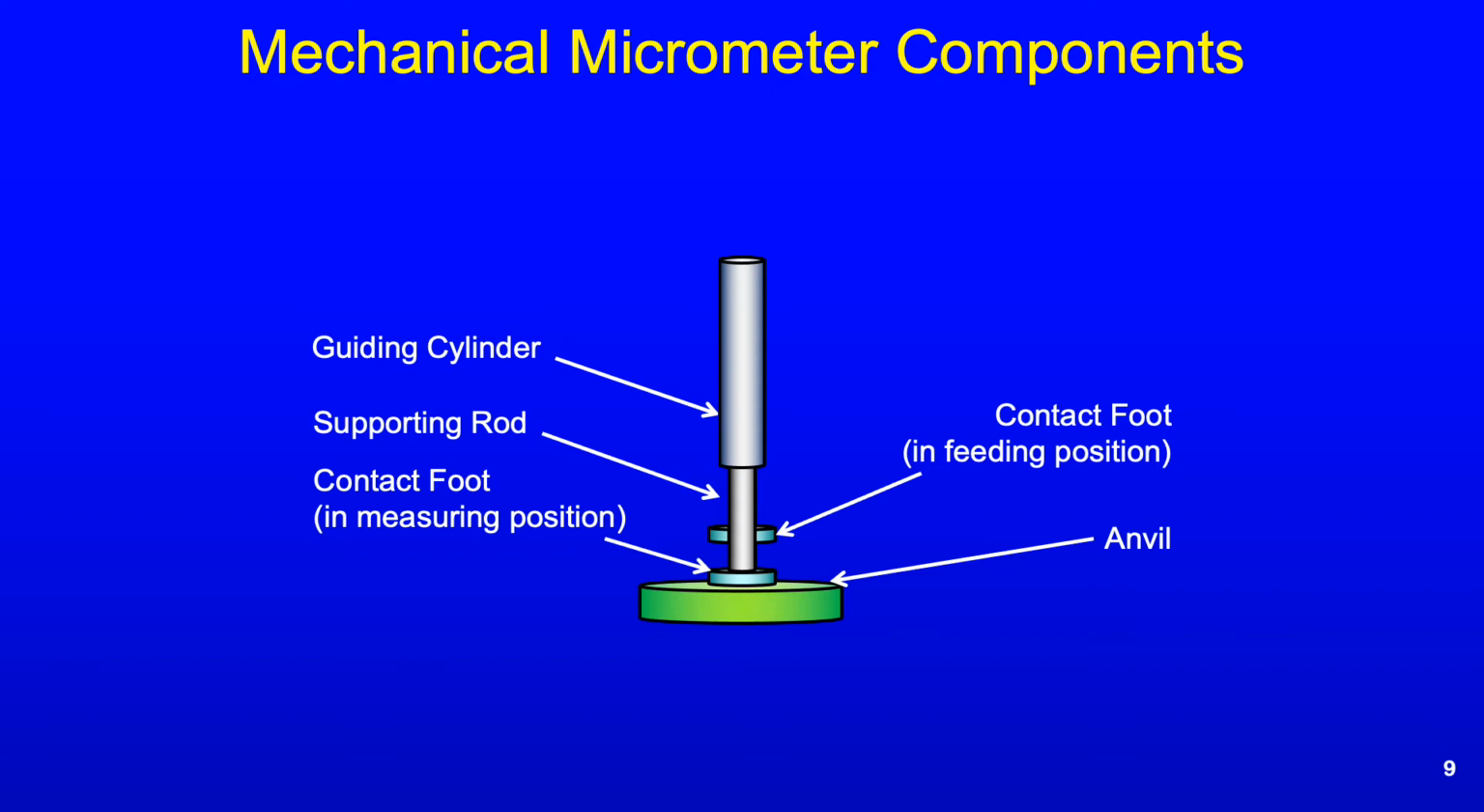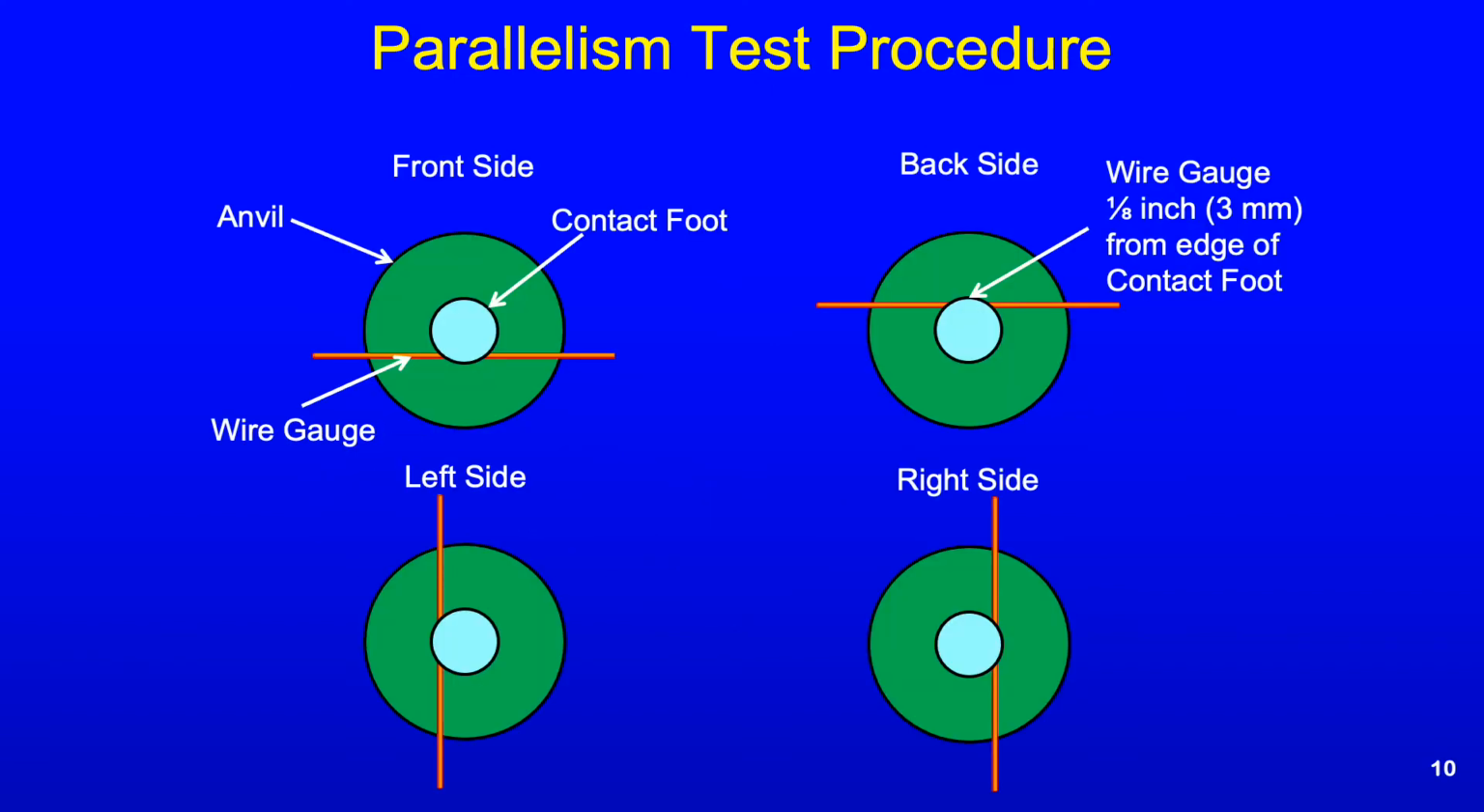So in order to minimize this, we actually measure this parallelism. The way we do it is with a parallelism wire on all 4 quadrants, and we measure it about 1/8 of an inch in, 3 millimeters in from the edge if we can.